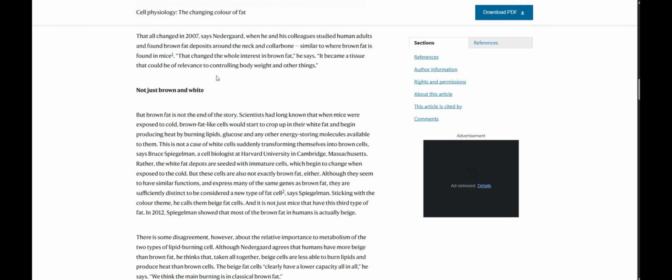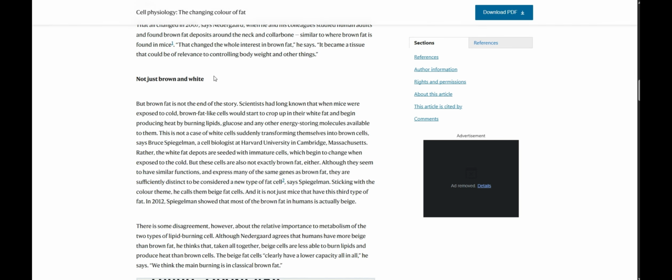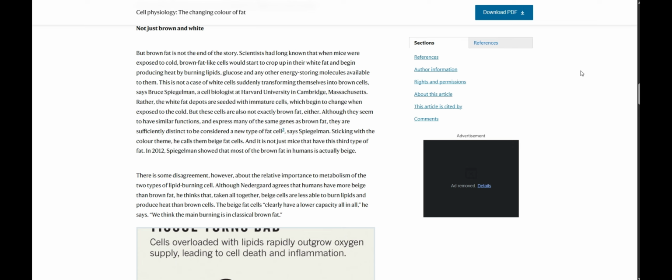That all changed in 2007, says Nedergaard, when he and his colleagues studied human adults and found brown fat deposits around the neck and collarbone, similar to where brown fat is found in mice. That changed the whole interest in brown fat. He says it became a tissue that could be of relevance to controlling body weight and other things. Not just brown and white. But brown fat is not the end of the story.